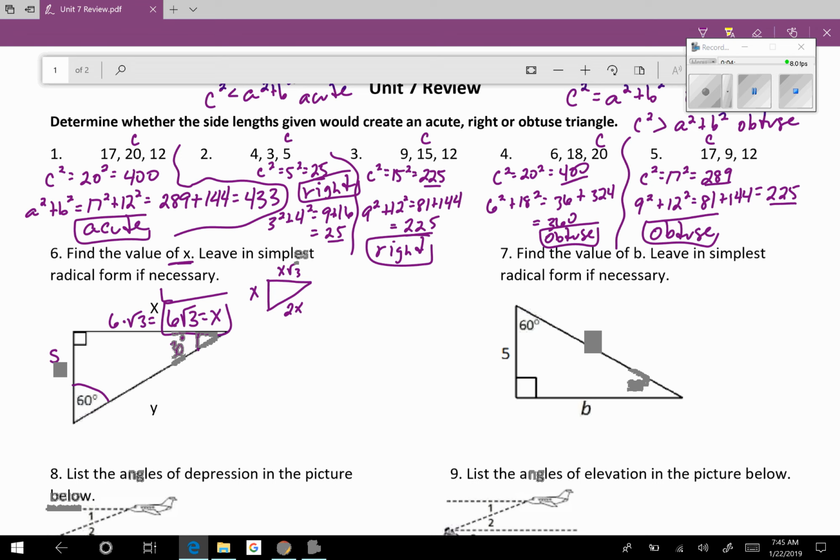Okay, now let's do number 7. Find the value of b. So we're trying to find this side here. Leave it in simplest radical form if necessary. So again, this is a 30, 60, 90. This is our short side, and we're trying to find the long side. So again, short side times the square root of 3, that's the long side. So b is 5 times the square root of 3. Nothing to simplify, so it's just 5 square roots of 3.